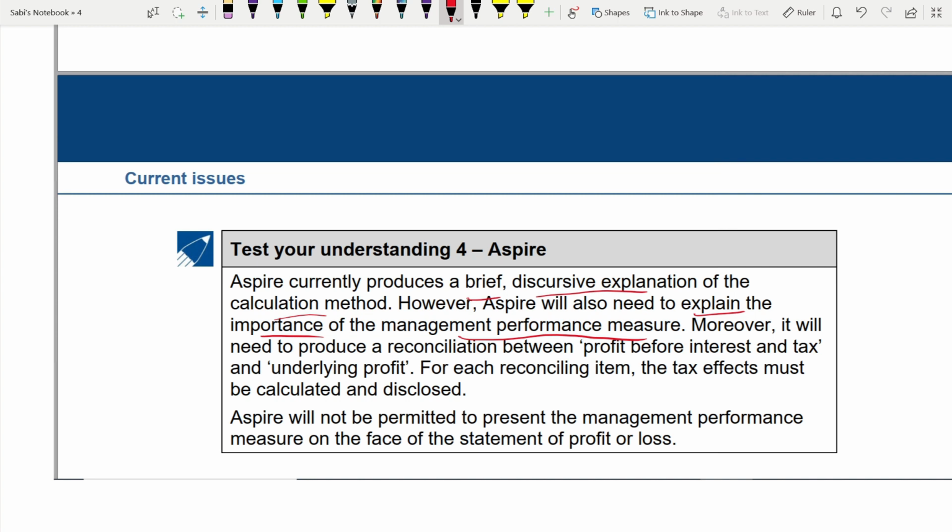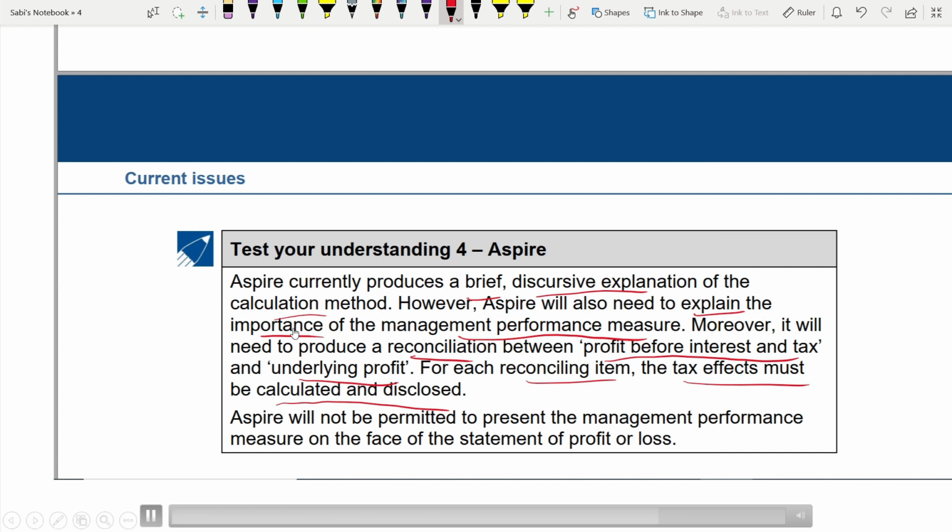And more than this, they need to reconcile profit before interest and tax with underlying profit, right? So for each reconciling item, the tax effect must be calculated and disclosed. When you are reconciling profit before interest and tax, the tax effect of this must be calculated and also it must be disclosed.